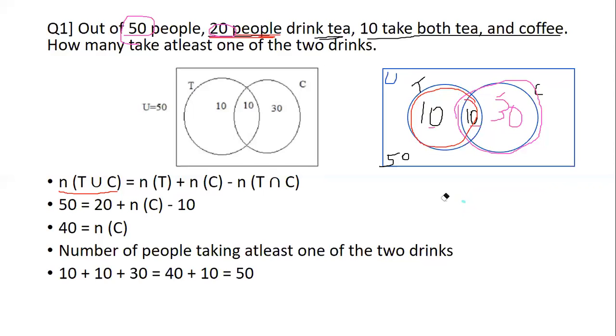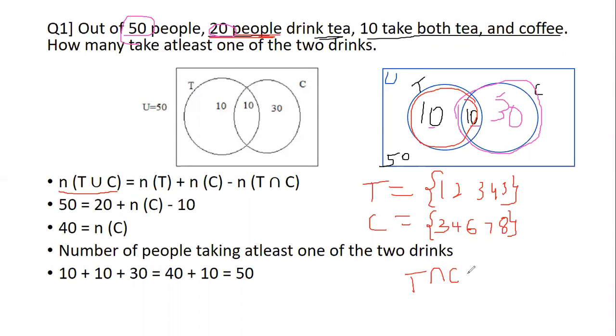Now we will take a set for you to understand. Let's say set T has 1, 2, 3, 4, 5, and set C has 3, 4, 6, 7, 8. Now can you tell me what is T intersection C? 3 and 4. Everybody is clear with that? Which is common? 3 is common and 4 is common. So 3 and 4 are the intersection.